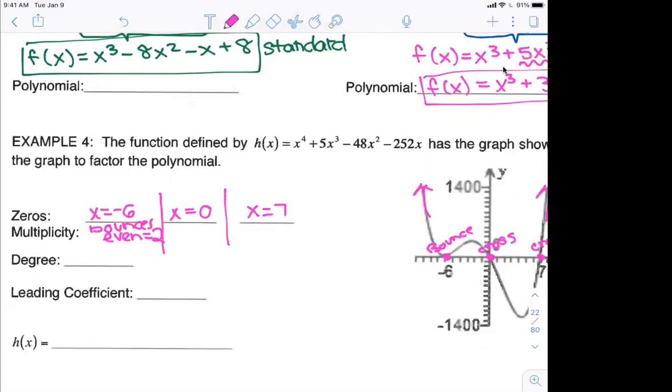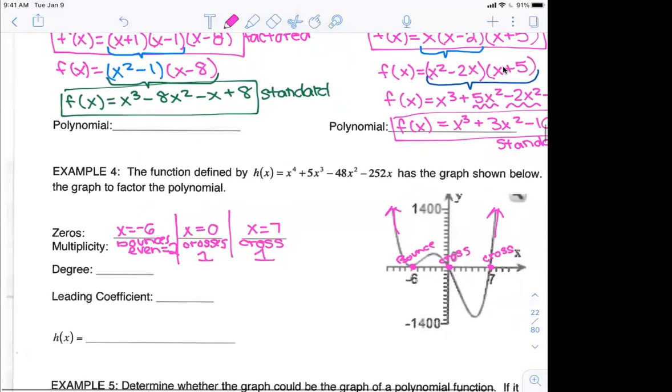When x is 0, it crosses. Since it crosses, that means its multiplicity, because it does not wiggle, is going to be 1. And for the next one, same thing. It crosses through that part, so its multiplicity is going to be 1. Which makes sense, because if you add the multiplicities 2, 1, and 1 together, that gives you 4. And notice that the degree is 4. So that would be the correct answer.